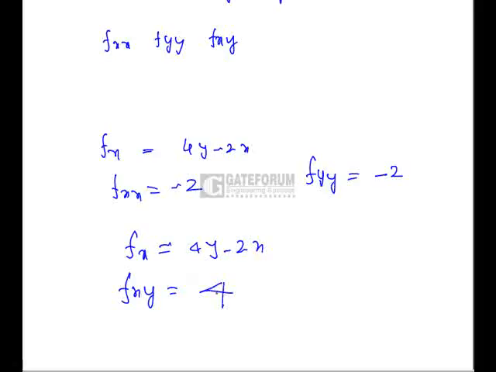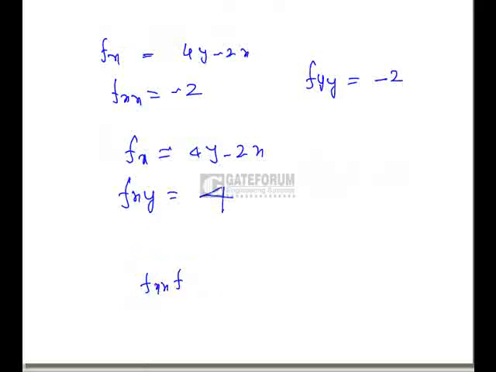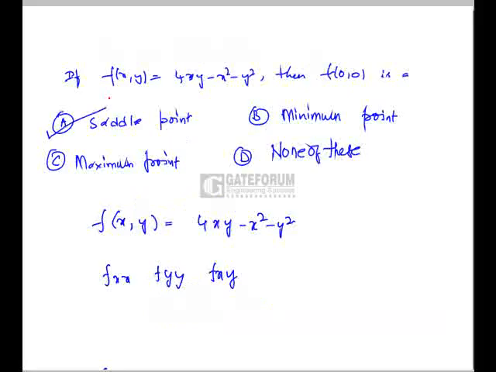Now let us take the relation fxx into fyy minus fxy whole square. If this is less than 0, then the function will have a saddle point. Now let us substitute the values. Minus 2 into minus 2 minus 4 square, which is always less than 0. So the function has a saddle point. So the answer is option A.